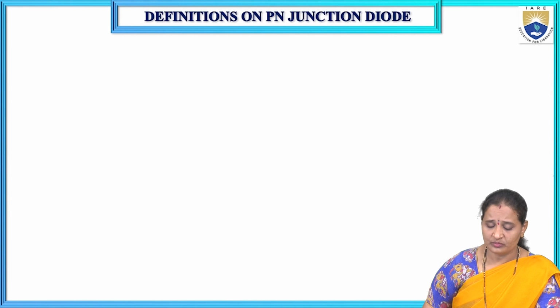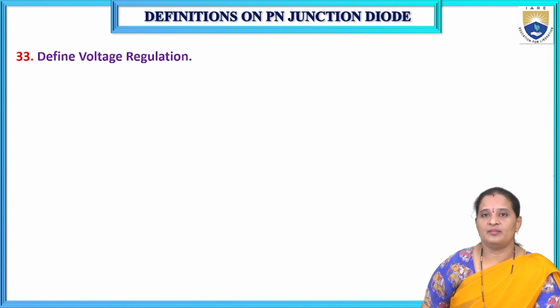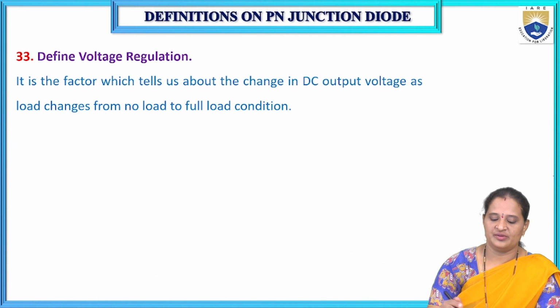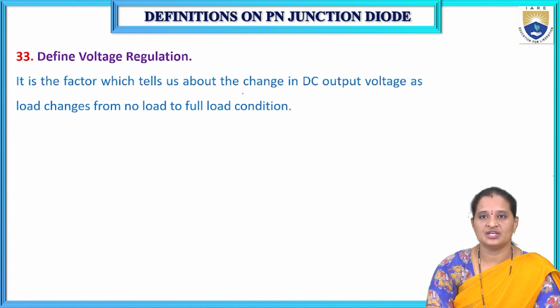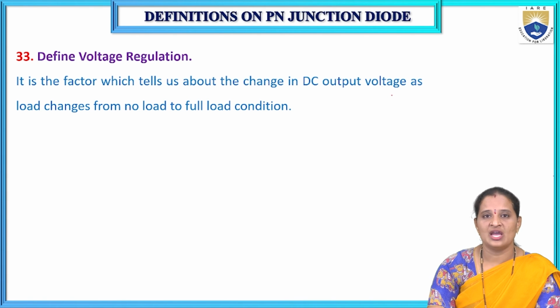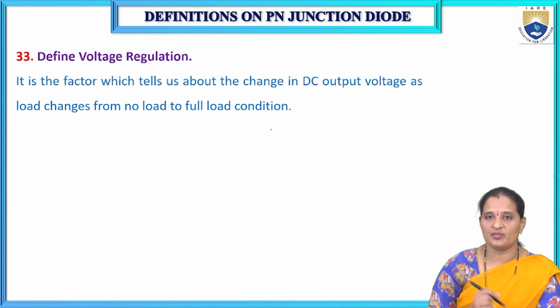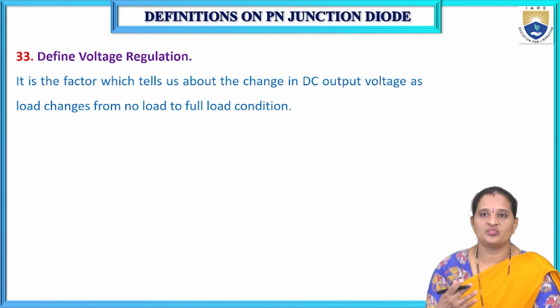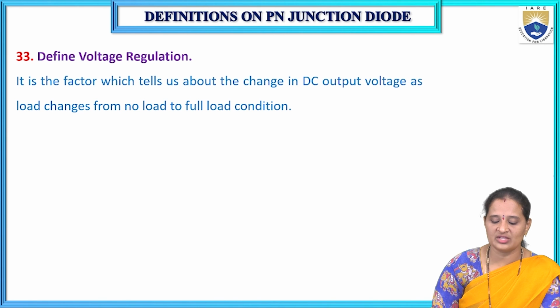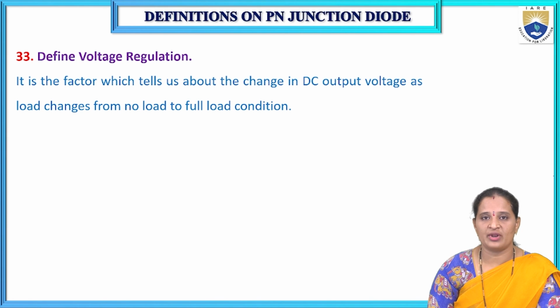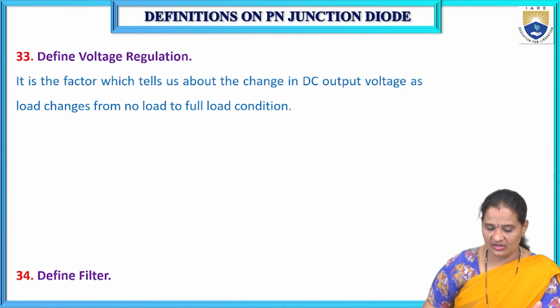Now coming to voltage regulation. What do you mean by voltage regulation? It is a factor which tells us about the change in the DC output voltage as the load changes from no load to full load condition. So whenever you change the load from no load to full load, the change in the output voltage is known as voltage regulation. That means how much the DC output voltage changes with respect to the changes in the load is known as voltage regulation.